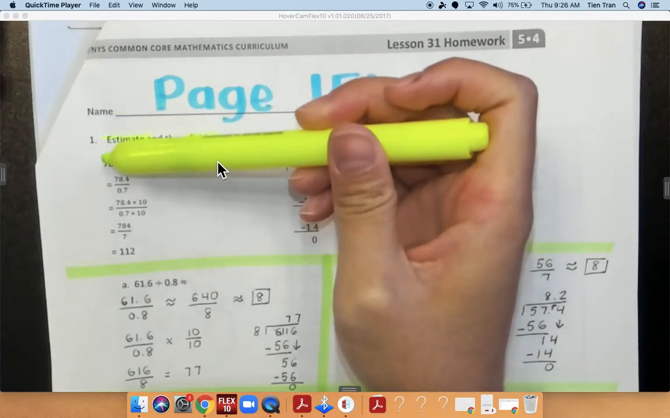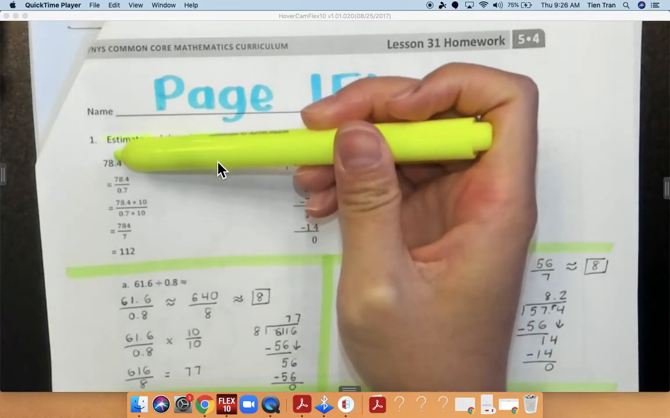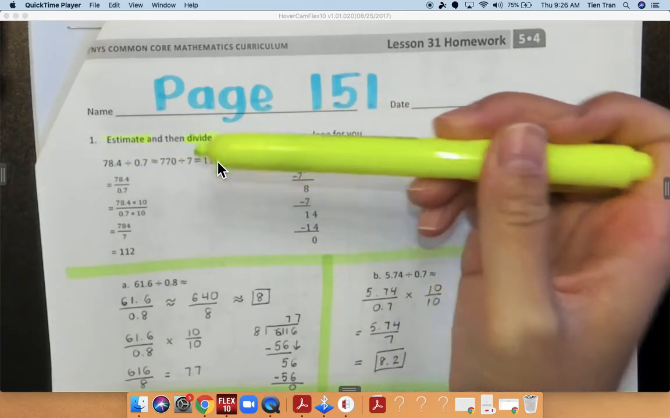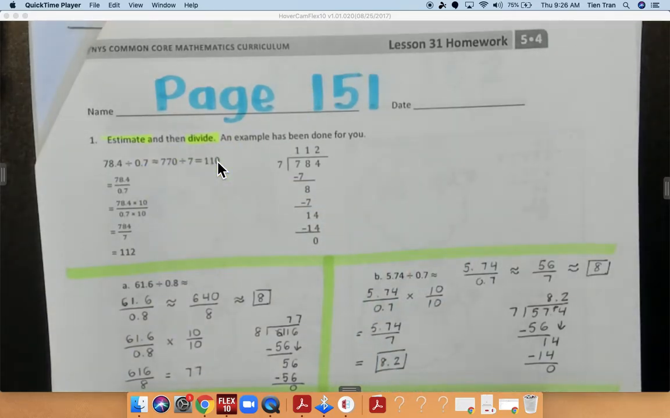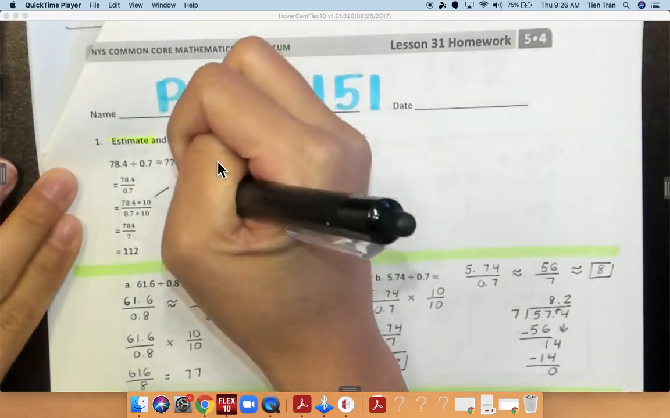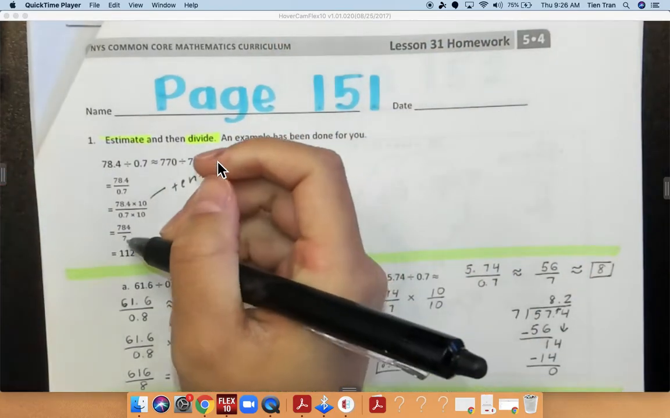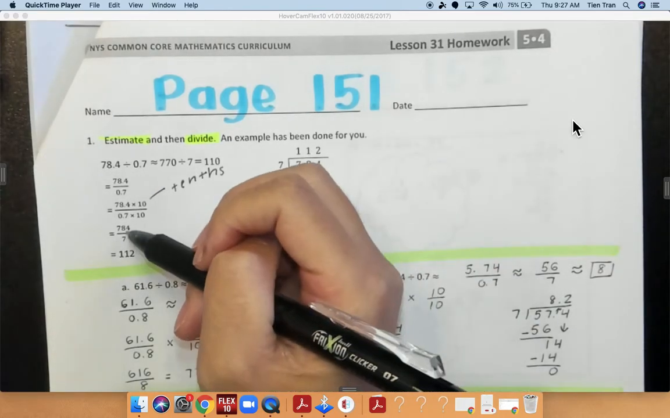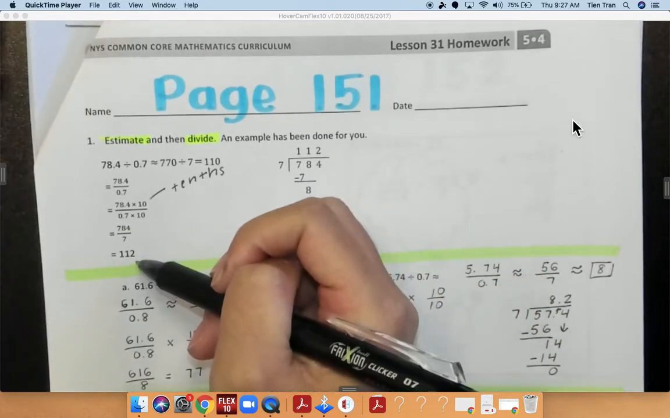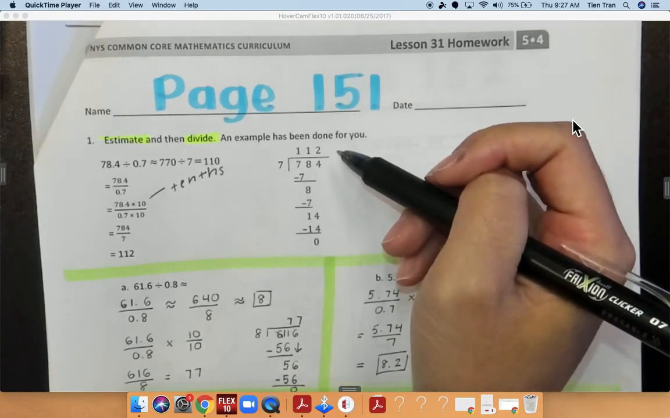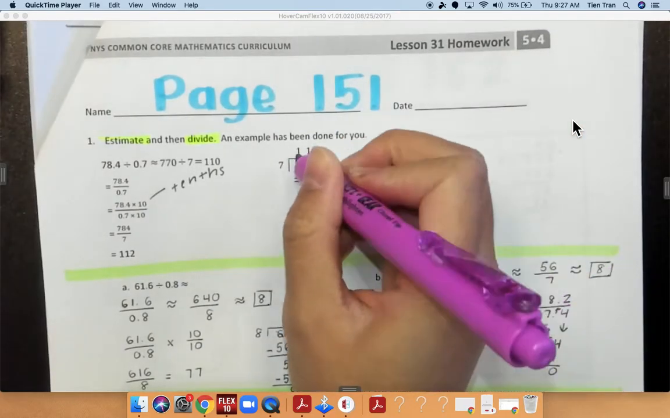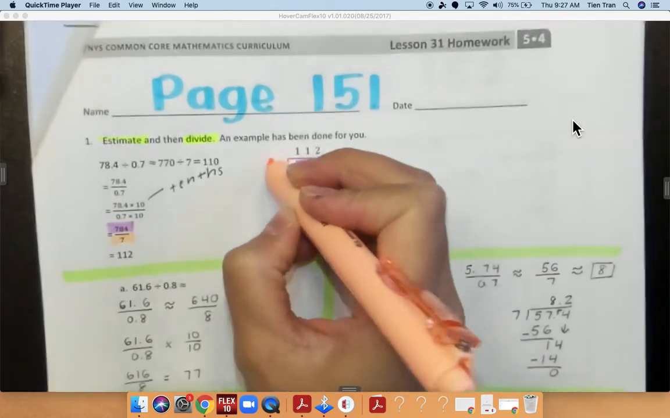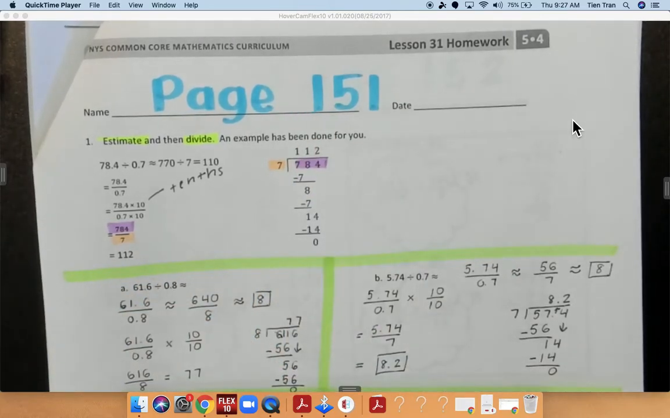So right here we have 78 and 4 tenths, or 784 tenths, and 7 tenths are being divided. And after they divided, they decided to use tenths in order to have a whole number. So when they multiplied by 10, you get 784 divided by 7, which gives you 112. They did their division over here. So we have 784 divided by 7. And the final answer is 112.